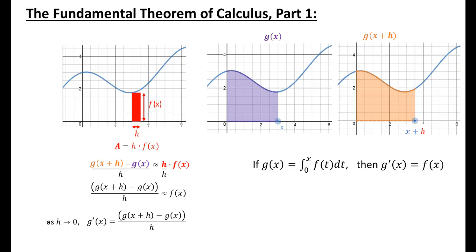So you can see that that formula equals the derivative of g of x, but it also equals f of x. And now we can actually say it equals f of x because when this h gets really small, this area in red here turns out to be exactly the difference between our orange and our purple areas. So now we have an exact relationship here, and we can say that the derivative of g of x is in fact f of x.